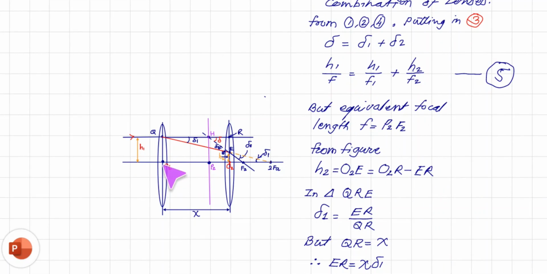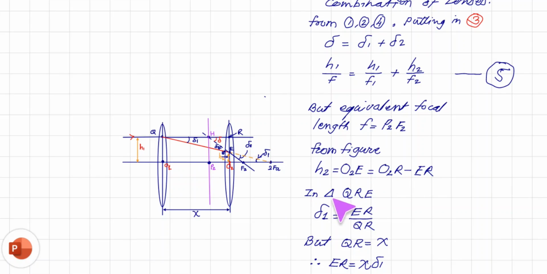Equivalent focal length is basically from C, but equivalent focal length f is equal to p to f2. So that means when the lens system is placed and this equivalent lens is placed here, p to f2 gives the equivalent focal length f. Now from the figure we can say that h2, here it is h2. See here, these are 3 points R, E and O2. When we talk about H2, H2 is nothing but O2E, and that is actually the difference of O2R minus ER.